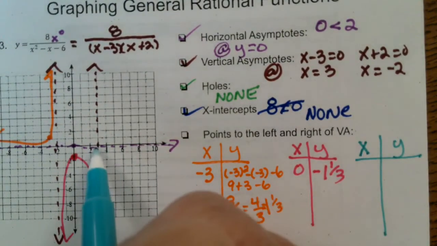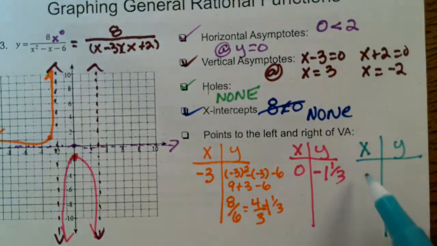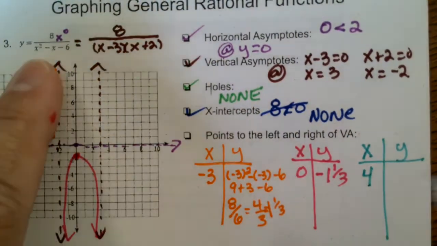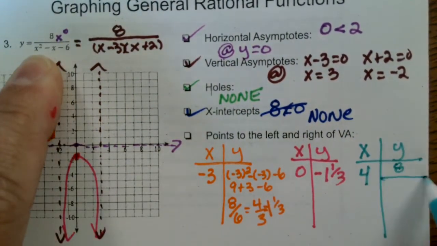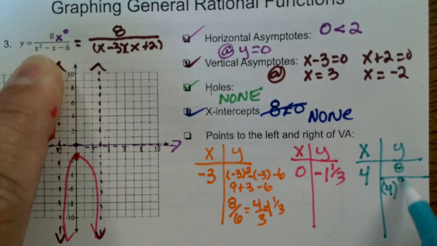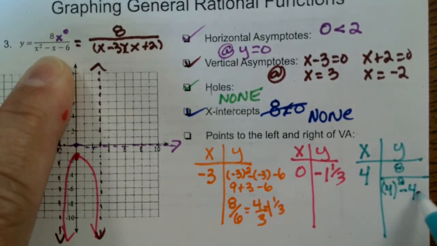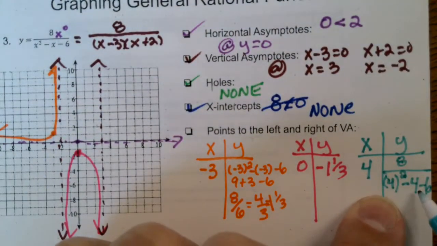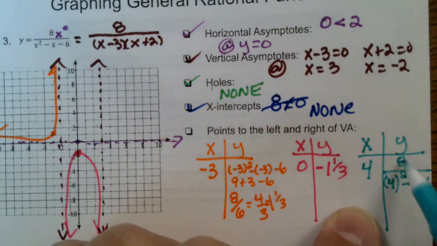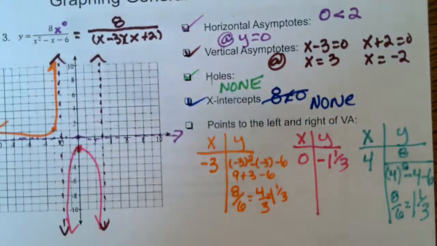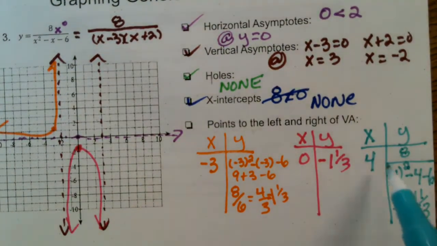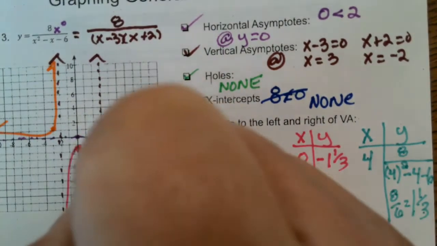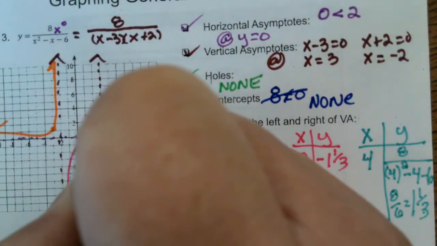I need to go over here to the right of this asymptote, so I'm going to pick 4. So I have 8 over 4 squared minus 4 minus 6. So 4 squared is 16, minus 4 is 12, minus 6 is 6. So once again, I have 8 over 6, or 1 1/3. Just keeps popping up. So the point is 4, 1 1/3.